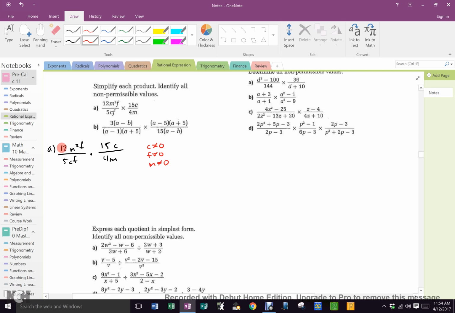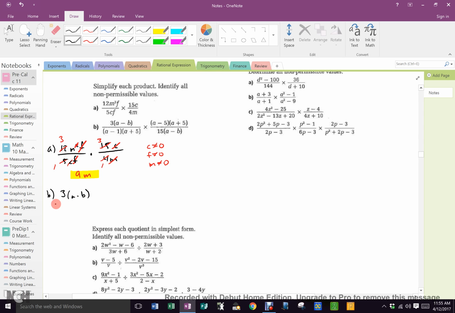Now let's work this out. 12 and 4, that's 1 and 3. One of those M's is gone. F is gone by this one. C is gone by this one. And 5 becomes 1, and 3. What's left? 3 times 3 times m, 9m over 1. Final answer. B. Let's rewrite it.